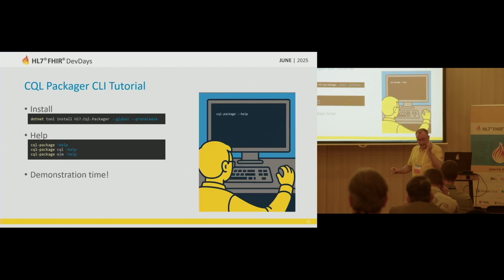So first, if you want to install it, there's the command to install the packages CLI into your command line environment. If you want to look at the help, there's help on the root that will tell you about the CQL verb and then also the Elm verb. And then if you want to further get help on that, you can just use the verb and the help, and it will explain exactly how it works. So let's see. This is the help for that. Let me just zoom out a little bit.